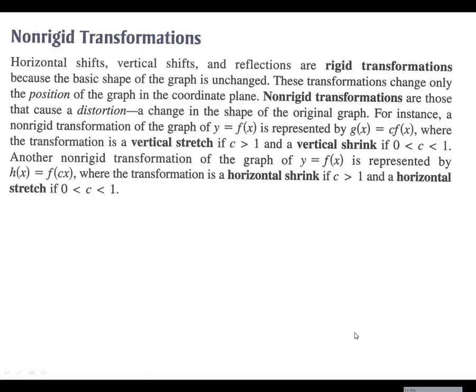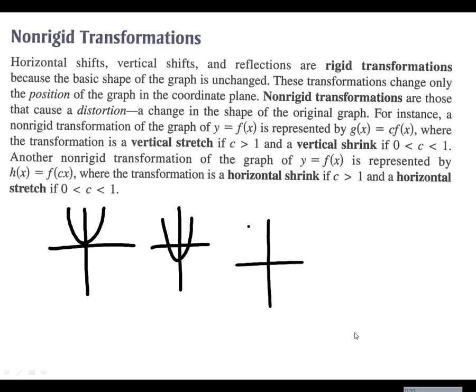Alright, so far we've been talking about rigid transformations. A rigid transformation is when you take the parent function, let's call it x squared, and we simply move it around. We're not changing the actual shape of it. We can move it down a little bit, but it's the same general shape. We're not taking a parabola and shrinking it or stretching it. A shift from one to the next would be called a rigid transformation.